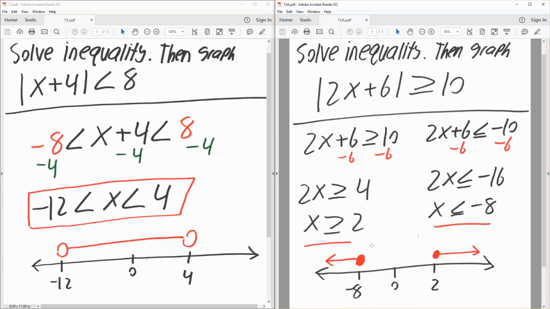Because right here is not an answer. If I was to plug in 0, this would not be a correct statement. So 2 times 0 is 0, plus 6, so 6. 6 is not greater than or equal to 10. So that would not be true. And so that's why for this problem we can do something like this, and for this problem we have to do something like this. And that's how we could solve absolute value inequalities.